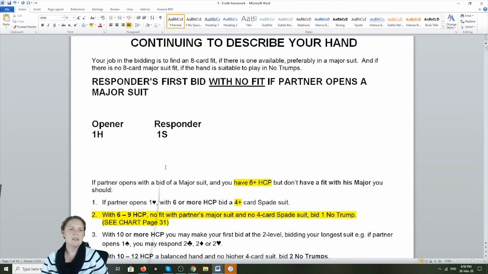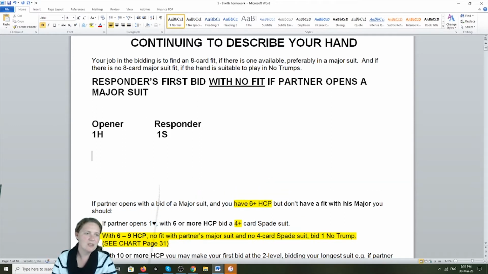Rule 2 is that with 6 to 9 high card points, no fit for partner's major suit, and no 4 card spade suit, bid 1 no trump. What on earth does that mean? This basically means that if you've got at least 6 points, but at most 9, you don't have 10 or more, you don't have a fit for partner, so you can't raise 1 heart to 2 hearts, and you also can't bid 1 spade because you don't have 4 of those, your job is to bid 1 no trump.